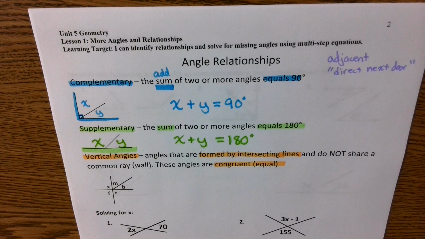Not all adjacent angles are going to equal 90 or 180. They might not equal anything at all. They just might be adjacent.